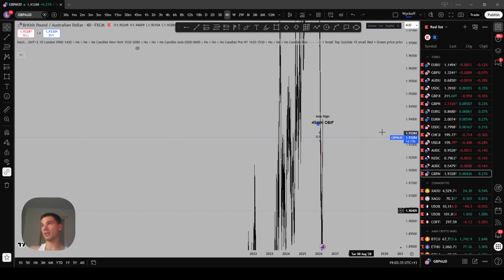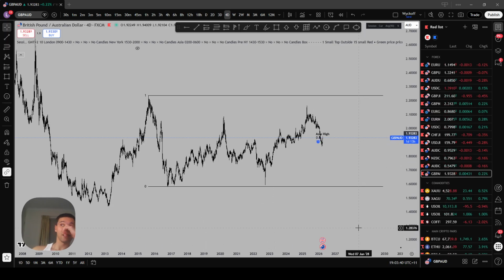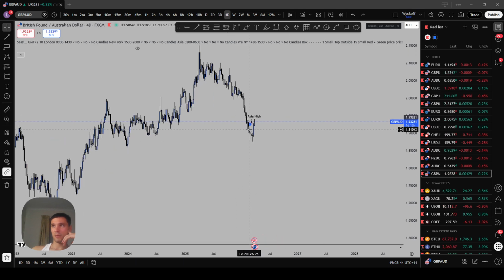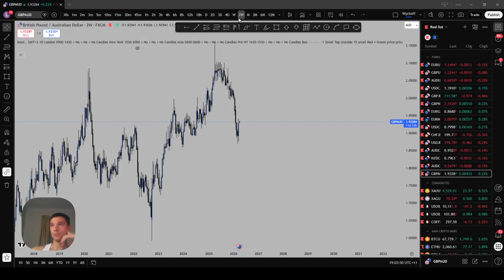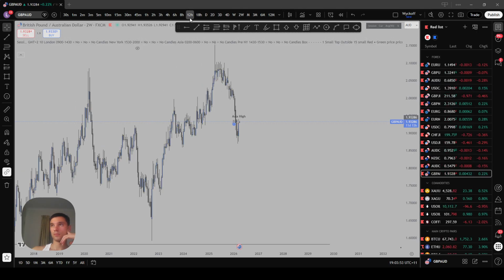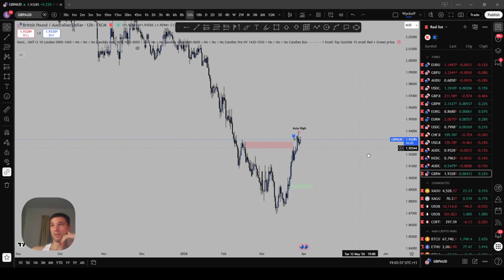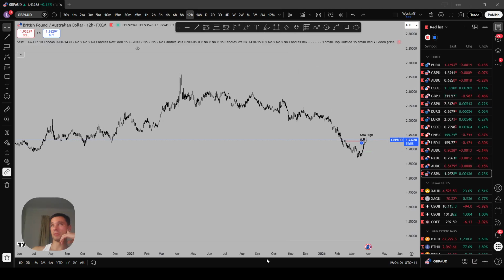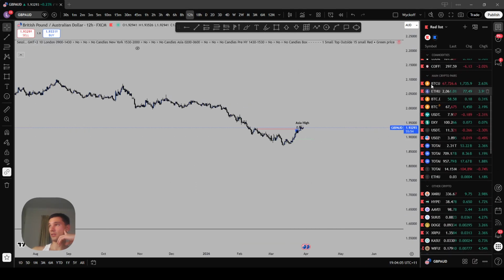But yeah, contextually speaking, we can see a slight pullback because we have been moving down for a little bit now. You've just got that supply above, very low time frame. I'm not really too interested in this pair at the moment. That's all I got, guys.